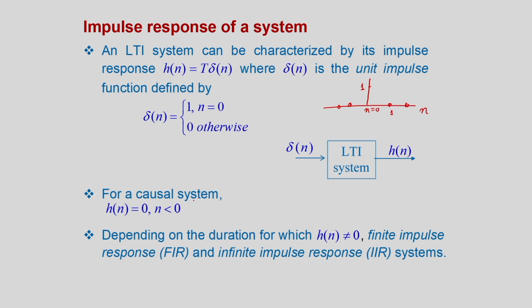Now, for a causal system, h[n] = 0 for n less than 0, because delta[n] is non-zero only at n = 0. Therefore, for n less than 0, h[n] must be equal to 0 for a causal system. Depending on the duration for which h[n] is non-zero, finite impulse response (FIR) and infinite impulse response (IIR) systems are defined. We call it an FIR system if the impulse response is of finite duration and an IIR system if the impulse response is of infinite duration.